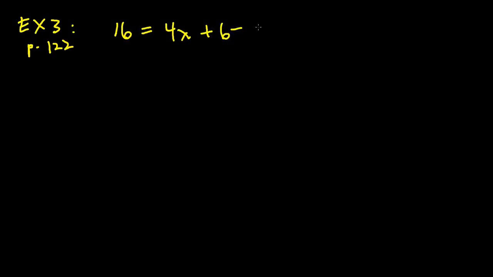16 equals 4x plus 6 minus 2x. Some of these terms involve x, are variables. Some of these terms are just values, pure numbers. The goal here is to isolate the variable on one side of the equation. I would probably subtract 6 from both sides as a first step.